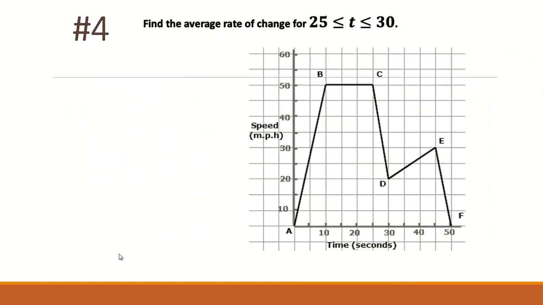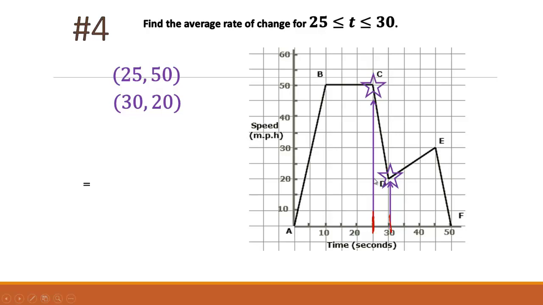All right. Another one, find the average rate of change when t is between 25 and 30. So here's 25, here's 30. If you follow this up, your first point is at 25, 50. Your second point is at 30, 20. Now, the good thing about a graph is when you look at this, between these 2 points, it's got a downward slope. So you know that your answer should be negative because it has a negative slope.